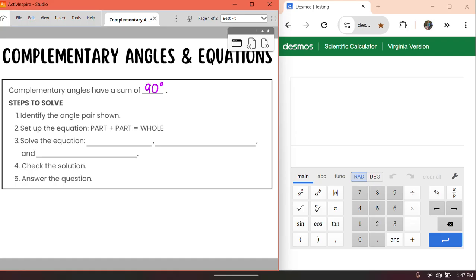Then, what you'll do is you'll set up an equation. And for most angle pairs, complementary, supplementary, and adjacent, the equation follows a pattern. You do one part plus the other part. So one of the angles plus the other angle equals the whole. And in this case, the whole is 90. So let's go ahead and just write 90 down there. Then you'll solve the equation, you'll check your solution, and you'll make sure that you've correctly answered the question.